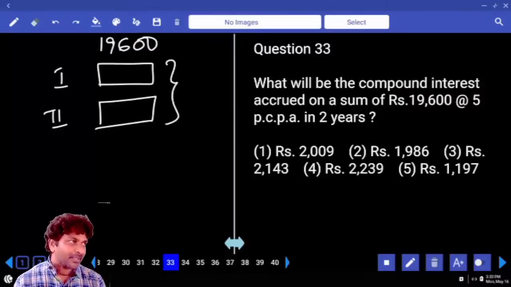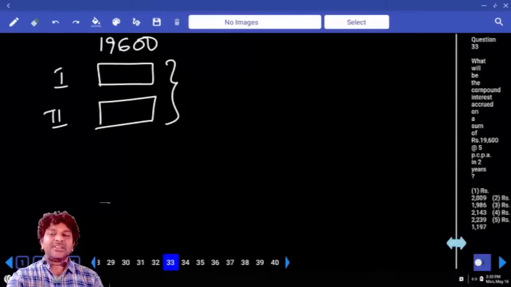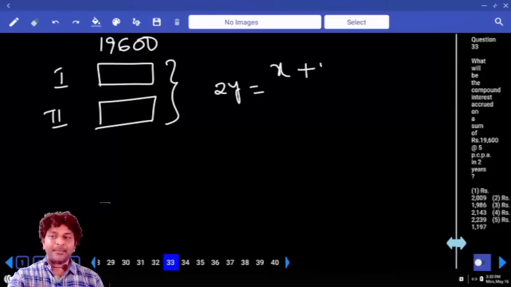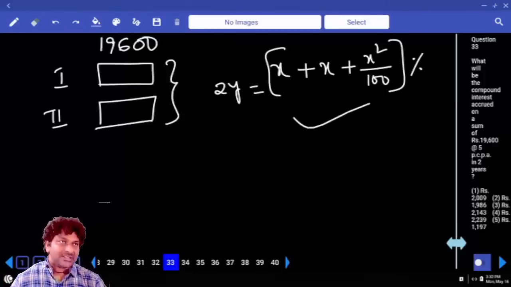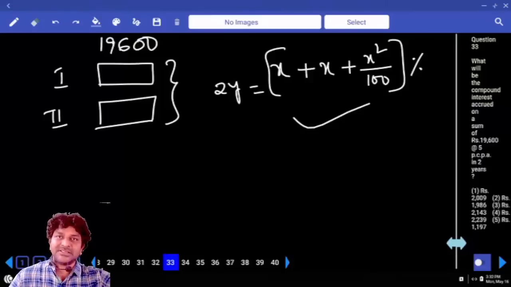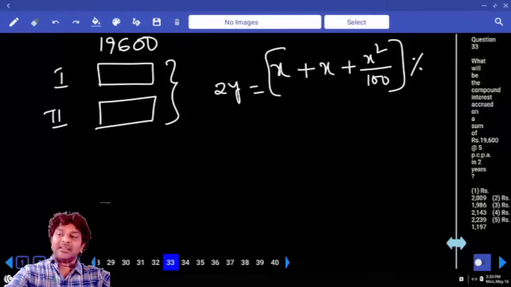This is one way. The other way is, if the rate of interest per annum is X%, for 2 years, compound interest is going to be X% plus X% plus X square by 100%. Do you all know this formula? You can even use this. It is simple in this particular case, because the rate of interest is 5%. Correct? 5 plus 5, plus 5 square by 100, that is 0.25.